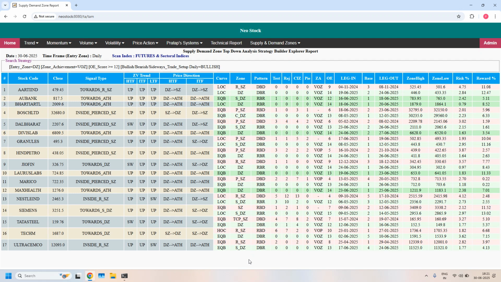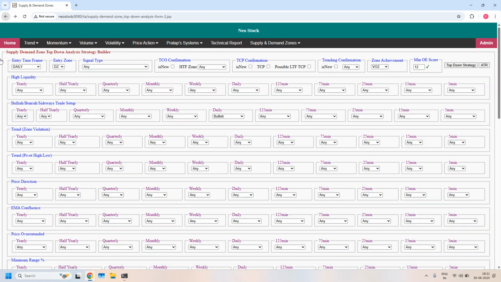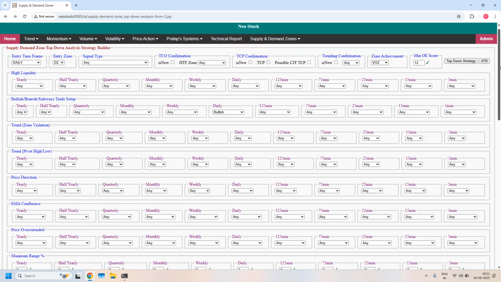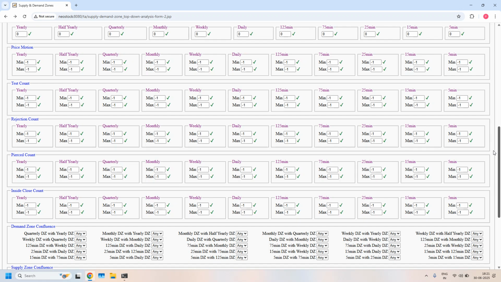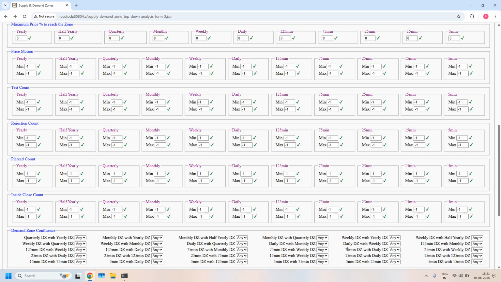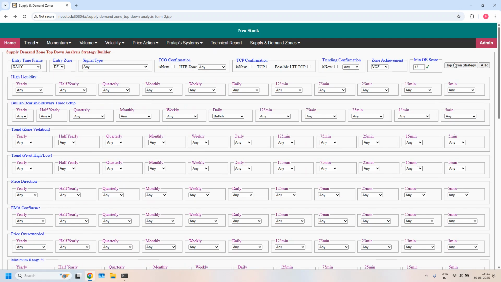Out of these 17, we can further filter based on different zone confluence strategies and later EMA confluence strategies to find high probability trade setup supported zones. So I'm going back. First filter is LTF and ITF demand zone confluence. That is daily and weekly demand zone confluence. I enabled the filter and applying all these into the 17 stocks.